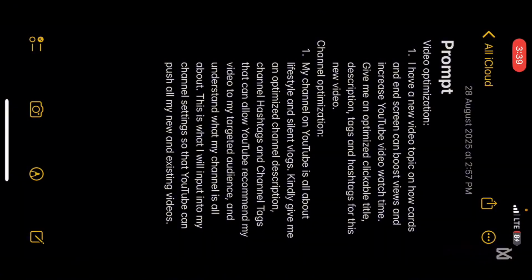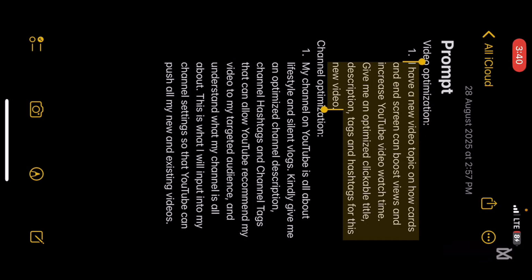The prompt I have for this video is, because you're trying to chat with ChatGPT like a real person: I have a new video topic on how cards and end screens can boost views and increase YouTube video watch time. What I just told ChatGPT is what I talked about in my video, so it's going to generate a title for me. Now I'm asking ChatGPT to give me an optimized clickable title, description, tags, and hashtags for this new video. I'm going to copy it now and take it to ChatGPT.